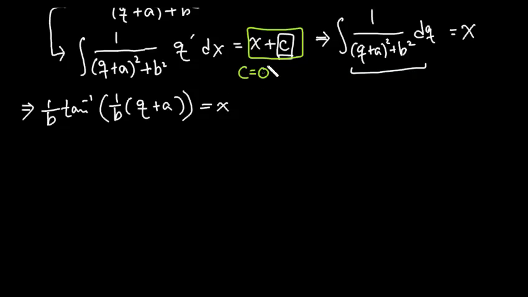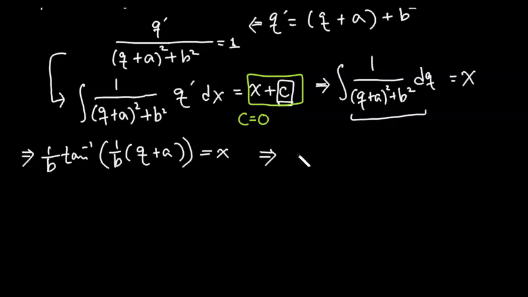So you can start from here and choose a different value. That will be x plus c, whatever you choose in here. But for now, this is the answer. So if you solve for q there, then you multiply b first, then that's going to be tangent inverse of 1 over b, (q plus a), equals b times x. And apply tangent to both sides.